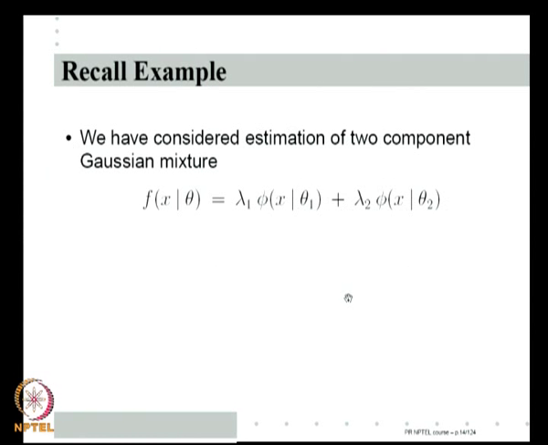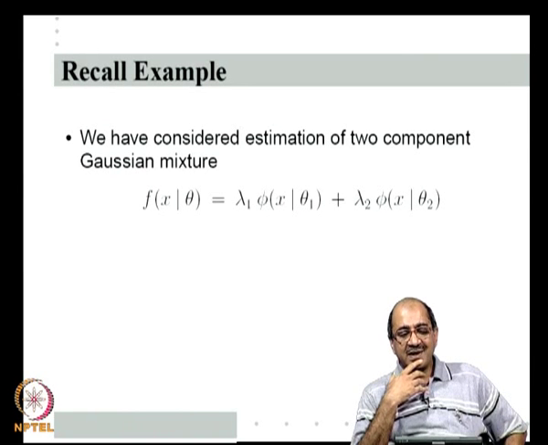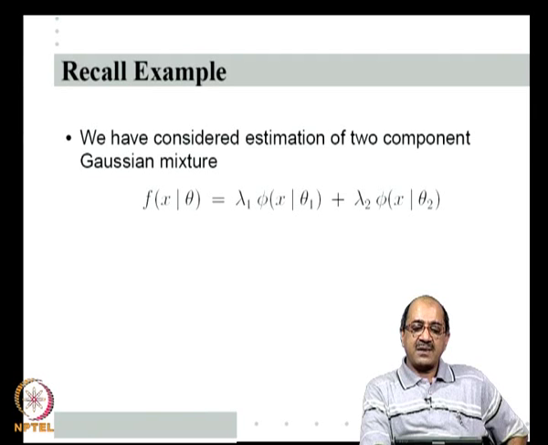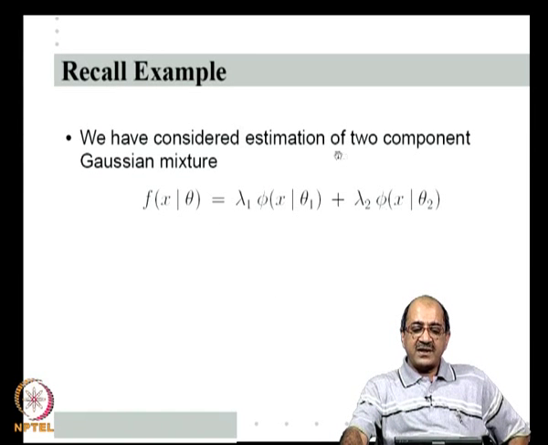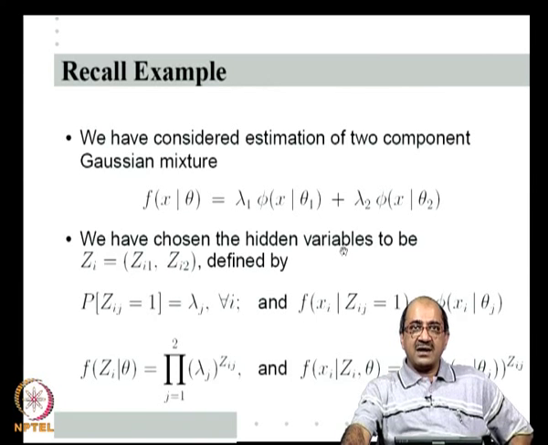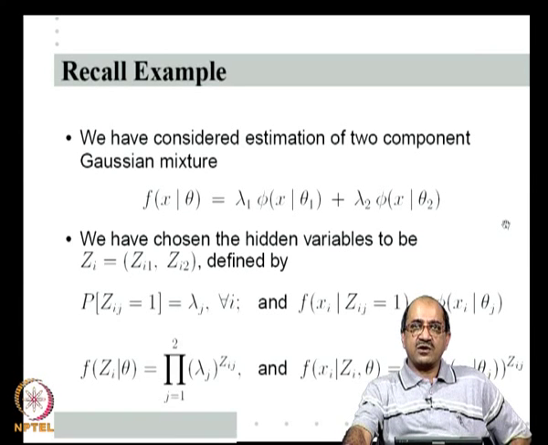Let us briefly recall our example. What was our example? We have considered estimation of a two component Gaussian mixture, where the probability model is f(x given theta) is lambda 1 phi(x given theta 1) plus lambda 2 phi(x given theta 2). Phi(x given theta 1) is normal with parameters theta 1, that is mu 1 and sigma 1. Similarly, phi(x given theta 2) is normal with parameters mu 2, sigma 2. So, theta 2 is mu 2, sigma 2, and lambda 1, lambda 2 are the mixing coefficients. So, theta consists of theta 1, theta 2, lambda 1, lambda 2. This is our model, and we have data xi generated according to this model.